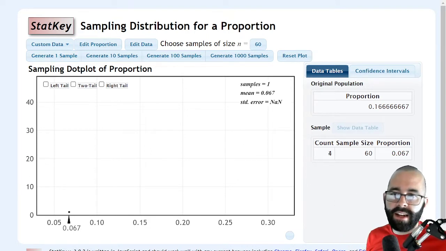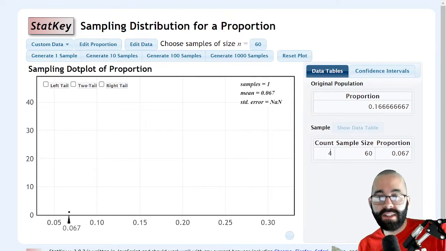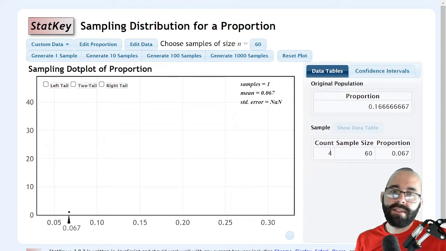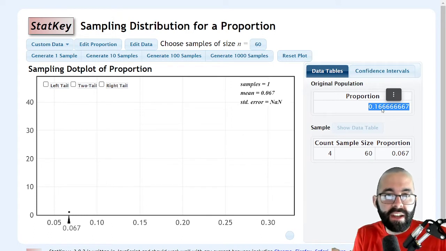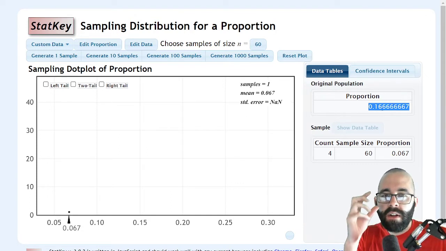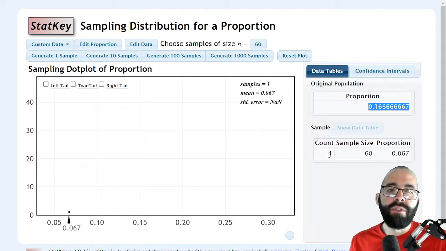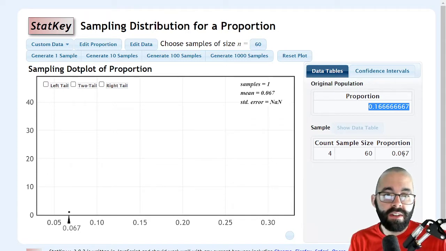In this case, I generated a sample using the simulation. We only got 4 ones. We expected the proportion to be 1/6 of 60, which would be 10. 1/6 is about 0.16 repeating. But in this, we rolled 60 and we only got 4. Our proportion was 0.06 instead of 0.17. All right, well, let's do it again.